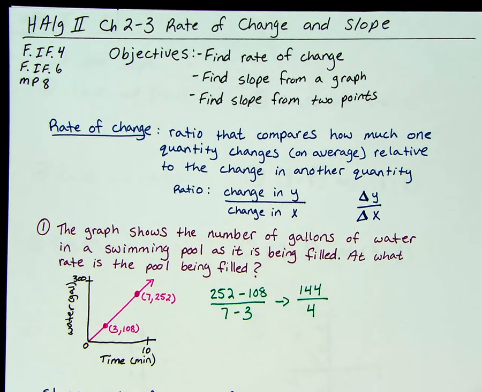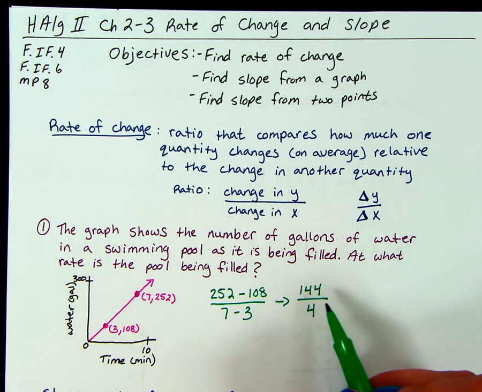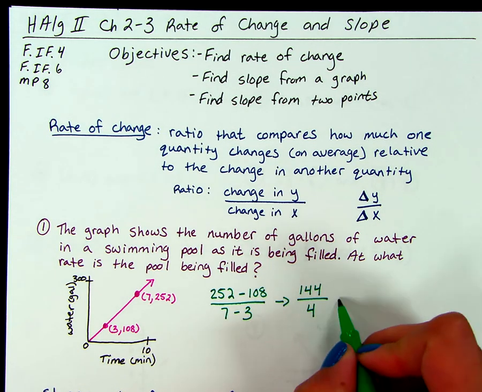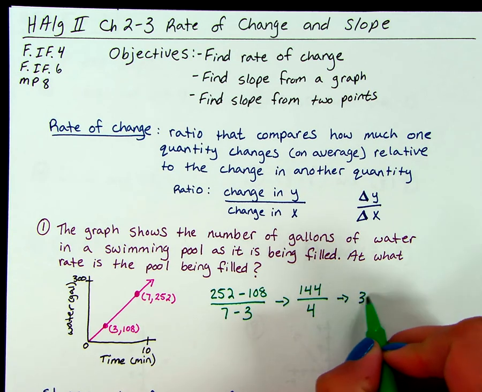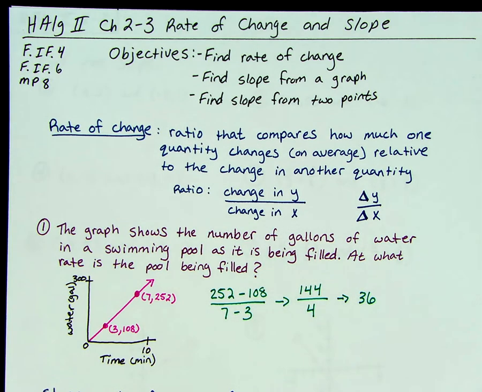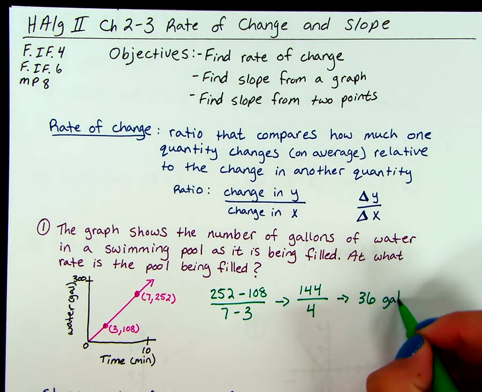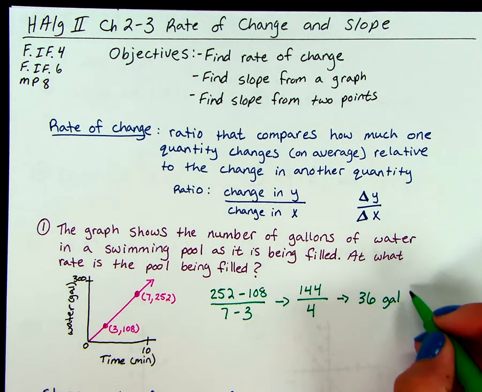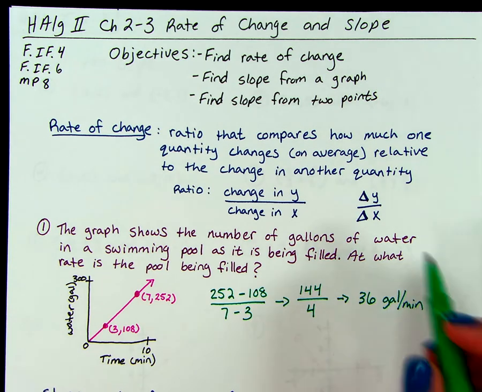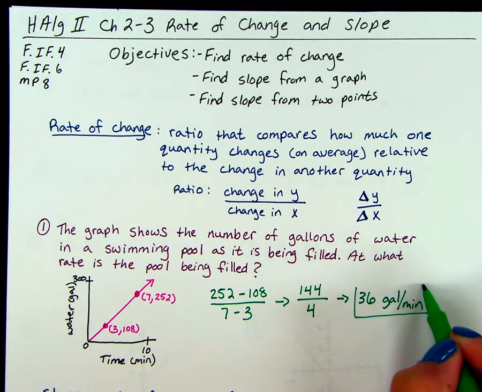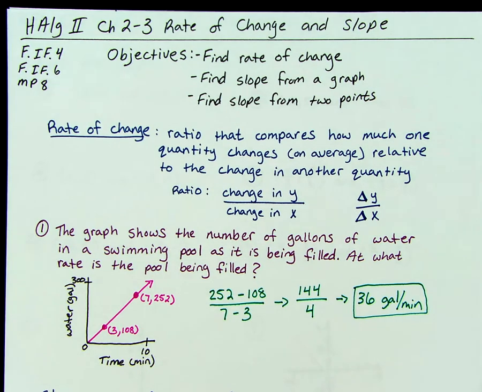And then if we can, we want to simplify that. So this is a nice number. So 144 divided by 4 gives us 36. So what does that number mean? Well, that means that there is 36 gallons of water being added to the pool every minute. So 36 gallons per minute, that is our rate of change. So 36 gallons are being added to our pool for every minute.